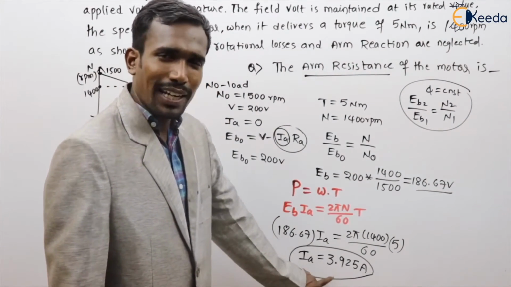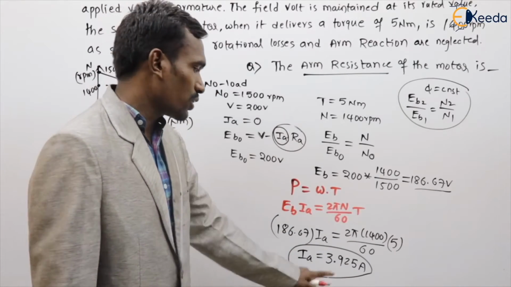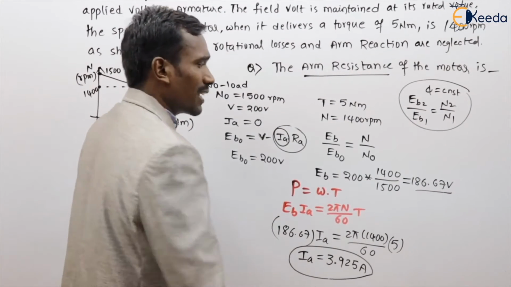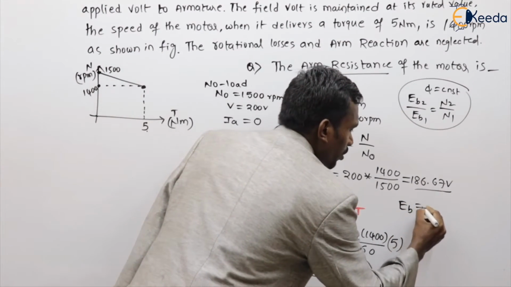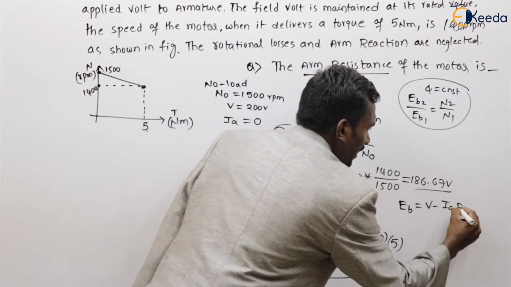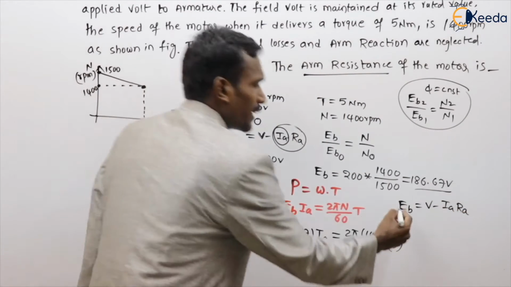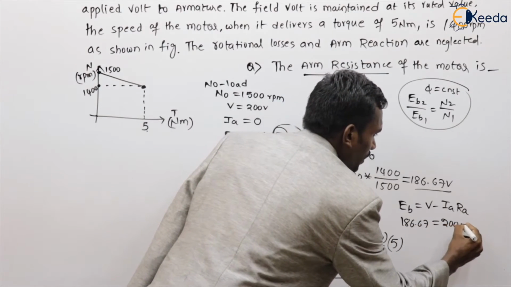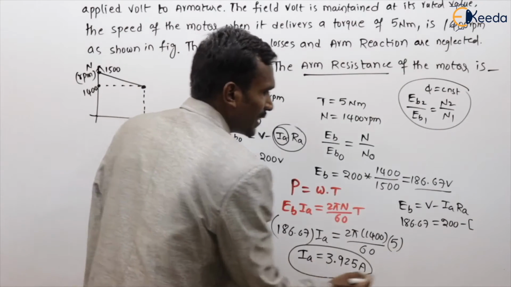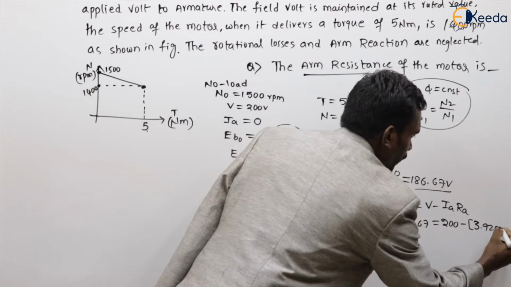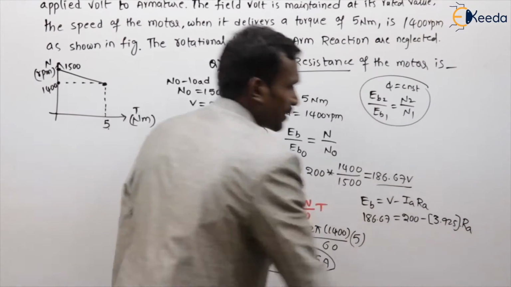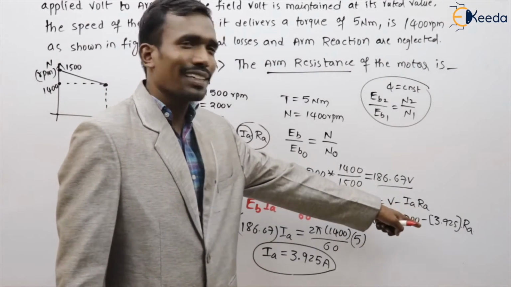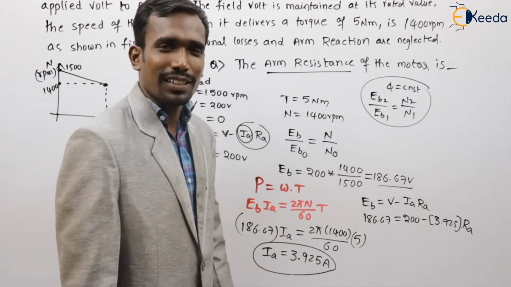You can get the IA value from this equation. IA is equal to 3.925 amperes. Yeah, you got IA. Next, tell me now, EB is equal to V minus IA RA, where EB is 186.67, V is 200 volts, minus IA, IA is 3.925 into RA. If you solve this, then you can get the armature resistance.